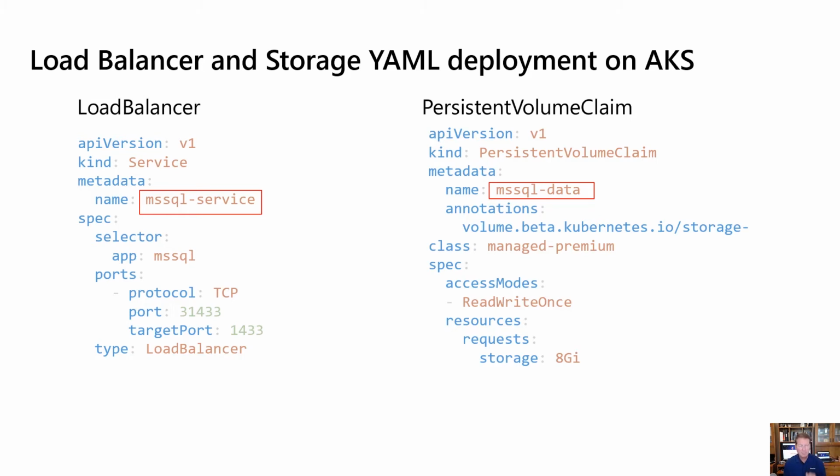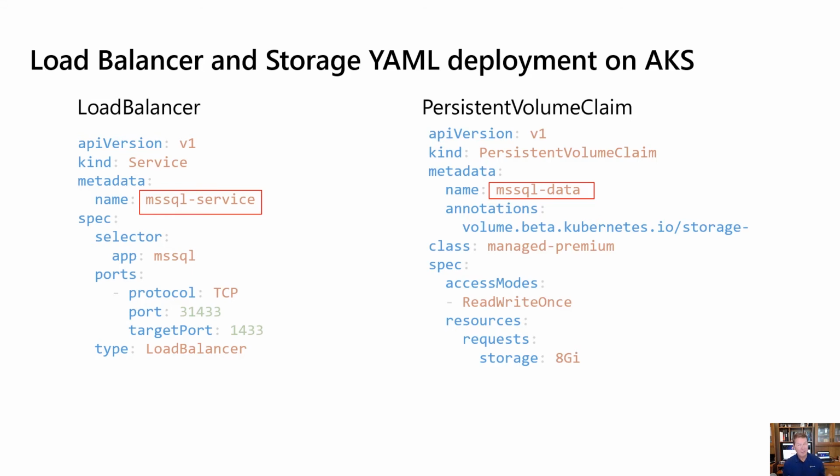Notice here on the load balancer, you have something called MS SQL Service. That's the name of the load balancer. The app selector MS SQL is important because that's how I'm going to tie together my load balancer with my pod. I'm going to use that same label to tie them together. And notice the ports and protocol here. It's a load balancer type of service that I'm running. Remember, the service is the kind here. But notice the ports. I'm going to map port 31433 for the load balancer to port 1433 for my pod.